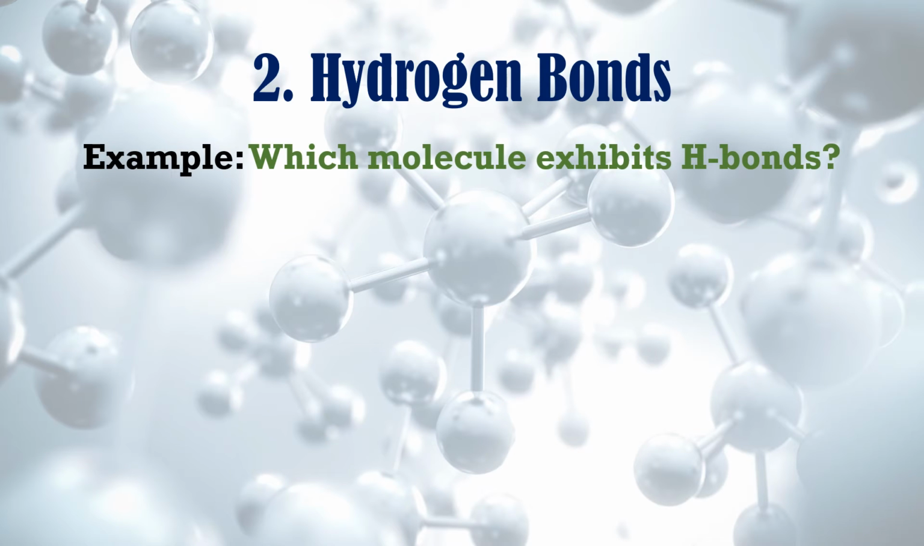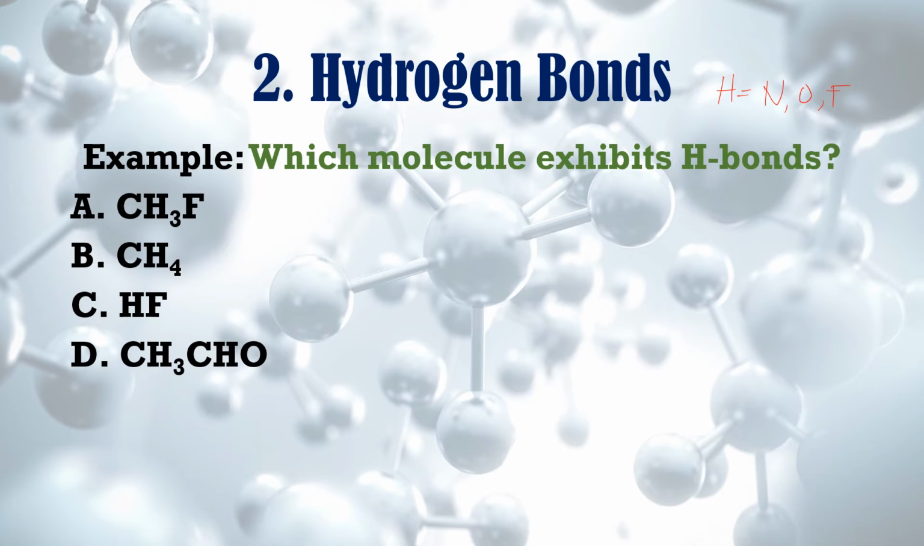Another example, which molecule exhibits H bonds? So it's very easy to determine. Once hydrogen is attached to N, O, or F, then it exhibits a hydrogen bond. It's not enough to just look at the molecular formula of the molecules. It is very important to draw their Lewis structures, because even though they have hydrogen or fluorine in their molecular formula, we are not sure if they are bonded in their Lewis structure.